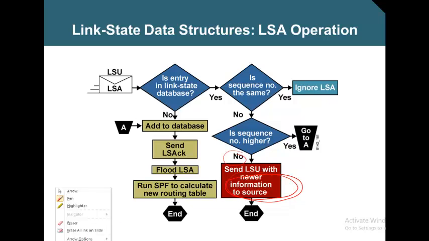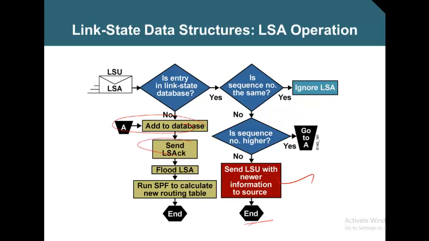Whenever it adds something to the database, only then it will send acknowledgement and then start flooding to the other neighbors. Here that didn't happen. Why? Because the sender is outdated. So I have to send the LSU to the sender so that the sender will get synchronized with me. This is how every router in the OSPF domain talks to each other and cross-checks that they are all synchronized.